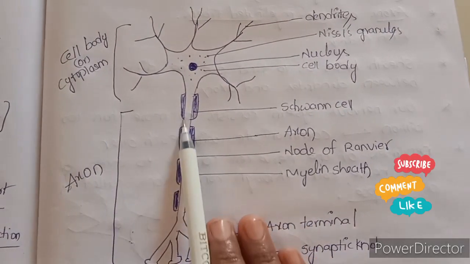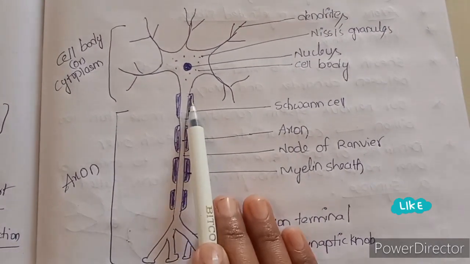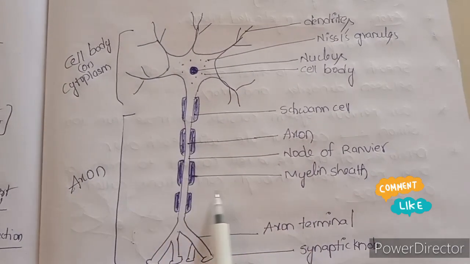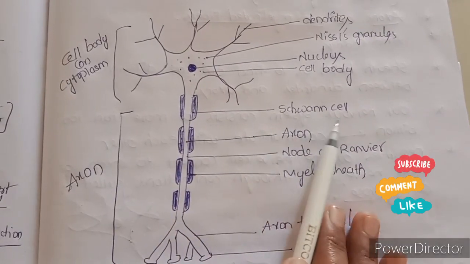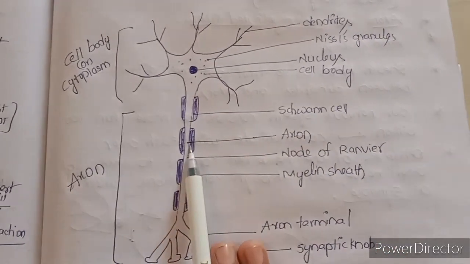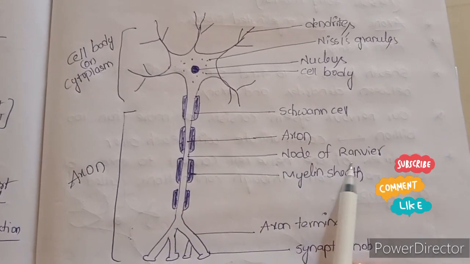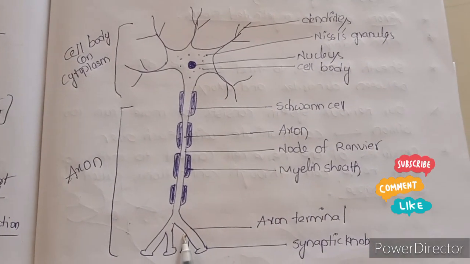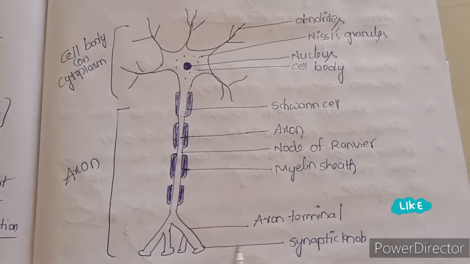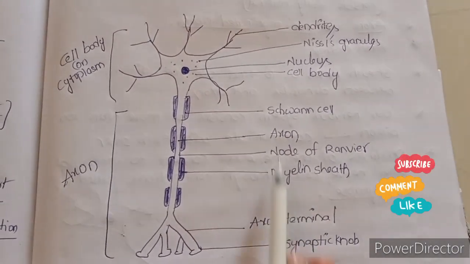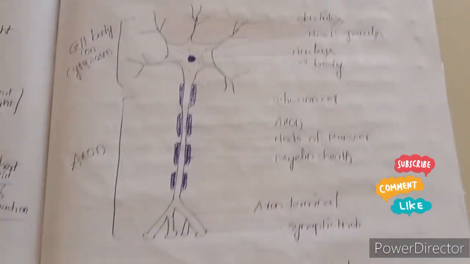It is called the axon, a long elongated tube, and it is covered with a myelin sheath. In this myelin sheath, Schwann cells are present. In between these sheaths some gaps are present. They are called nodes of Ranvier. The axon contains axon terminals, which are the endings of the axon, and this is called the synaptic knob. These are the parts of the nerve cell. We will discuss each and every point in detail.